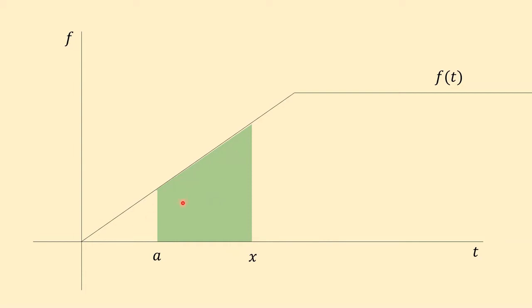And I've shaded in the area between the vertical line at t equals a and the vertical line at t equals x. Obviously, if I move x to the right, the shaded area would increase, and if I move x to the left, the shaded area would decrease, which tells us that the area depends on x, or in other words, the area is a function of x.